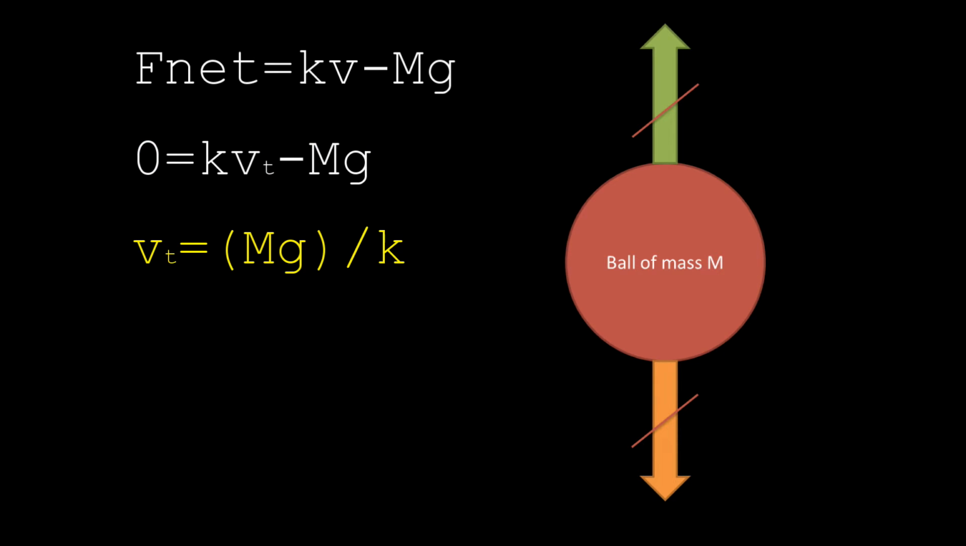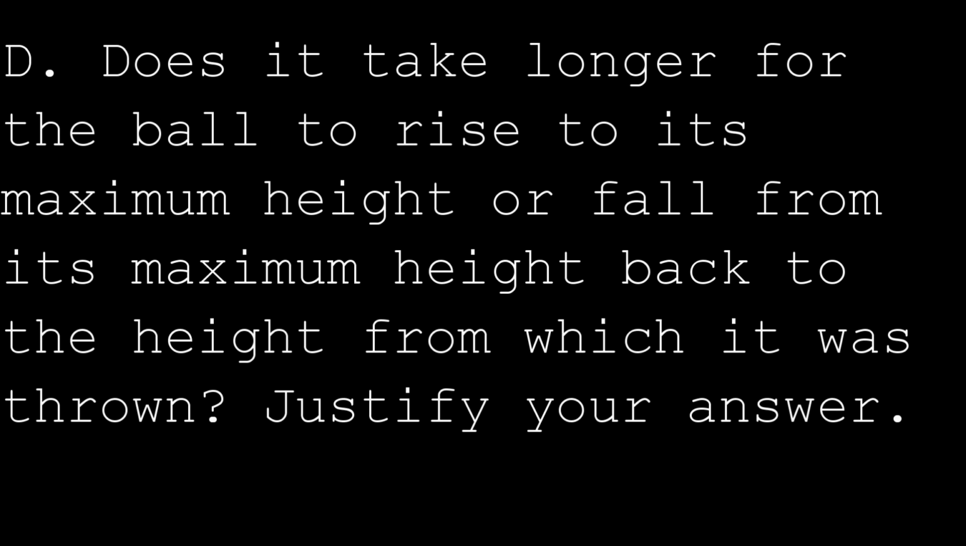So then if we wanted to solve for terminal velocity, we would add mg to both sides and then divide by k to isolate Vt, for our final equation: terminal velocity equals mg, which is the force of gravity, divided by our constant k from earlier. And that brings us to part D.